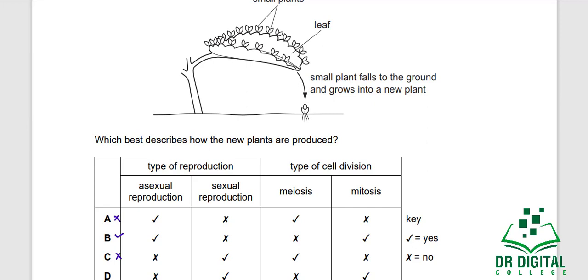In the D, it is saying that asexual reproduction is not involved, sexual reproduction is involved, that is wrong. So D is also wrong. So the correct answer for question 33 is B.